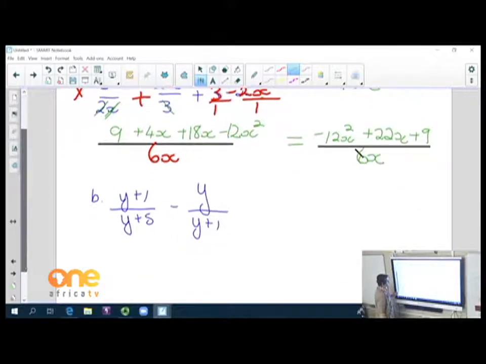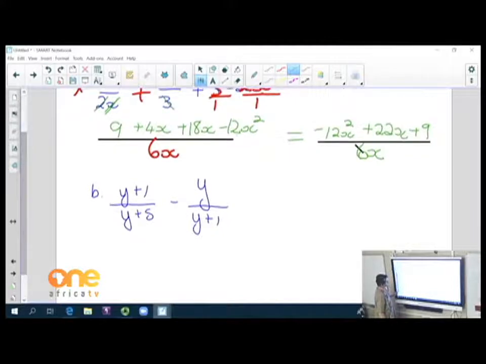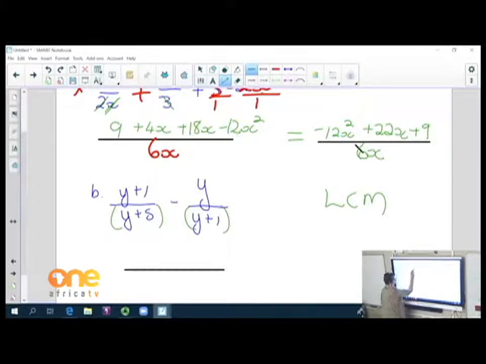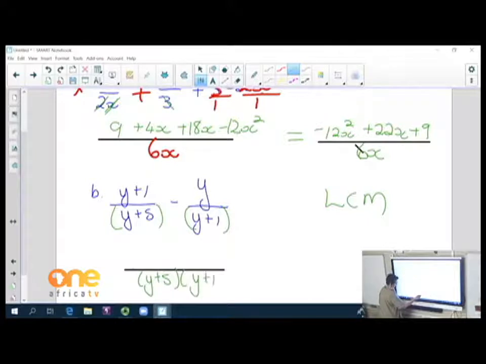Question B. Write it as a single fraction. We write it as a single fraction. So again, what is the key word? LCM. It's a good idea to use brackets there. So what would be your LCM now here? It will be y plus 5 times y plus 1. So I multiply with y plus 5, y plus 1.